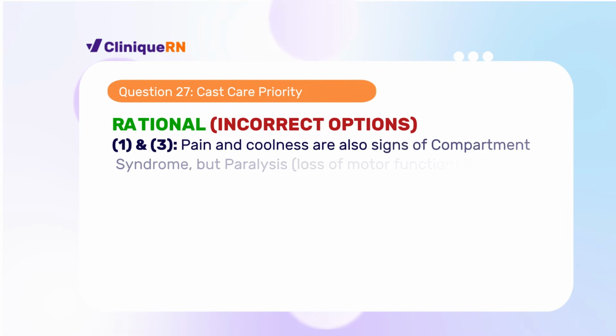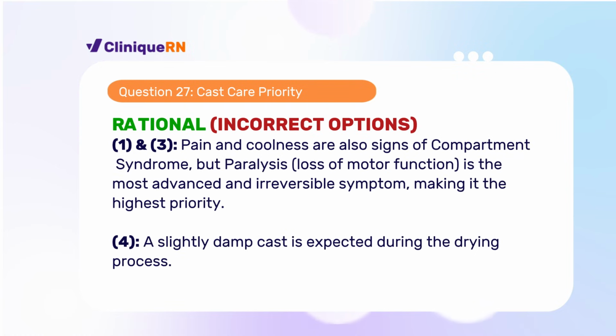nerve function. Incorrect options. 1 and 3. Pain and coolness are also signs of compartment syndrome, but paralysis, loss of motor function, is the most advanced and irreversible symptom, making it the highest priority. 4. A slightly damp cast is expected during the drying process.